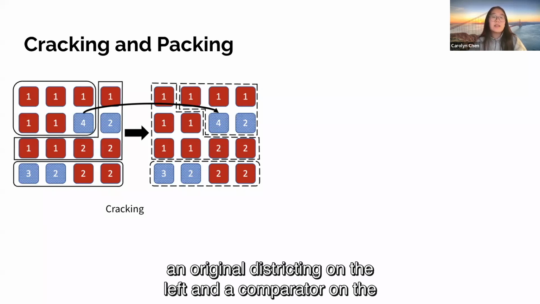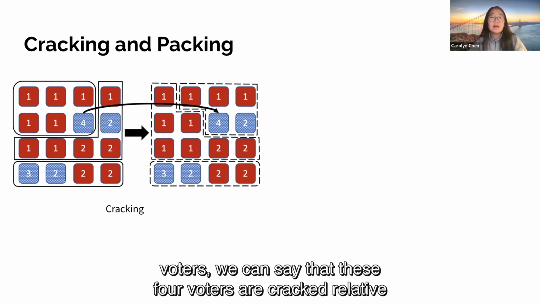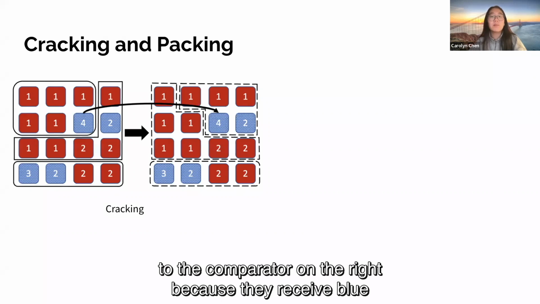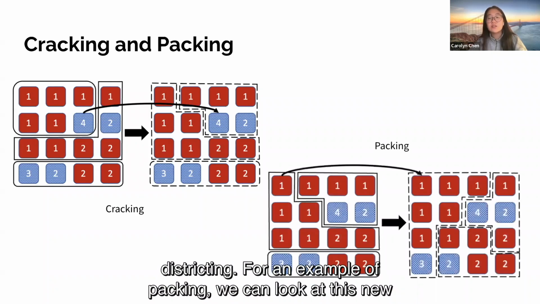Here, if we look at the central blue VTD with 4 voters, we can say that these 4 voters are cracked relative to the comparator on the right because they received blue representation in the comparator, but not in the original districting. For an example of packing, we can look at this new original districting on the left and a new comparator on the right.